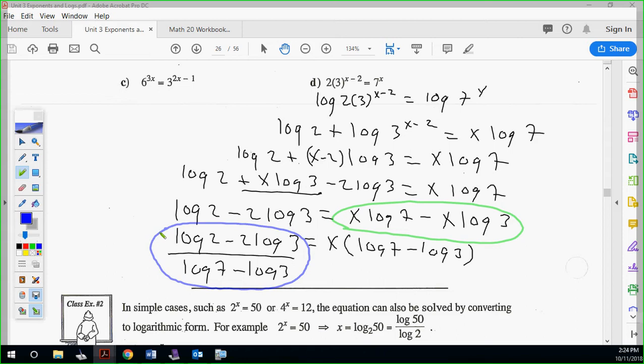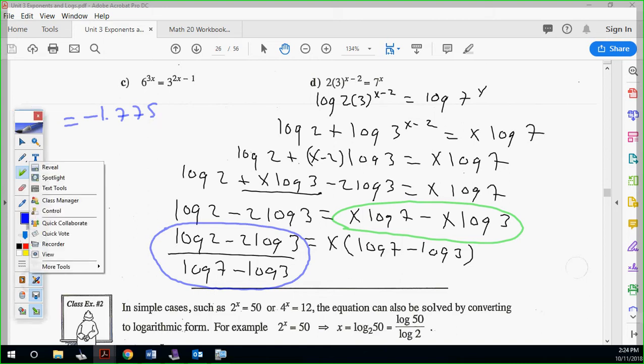When you do calculate on this one, you should get negative 1.775. If you didn't get that, okay, I can take a look here.